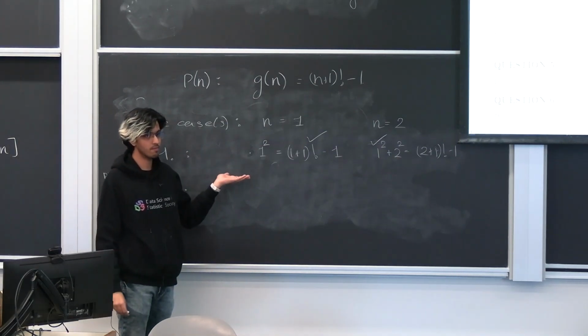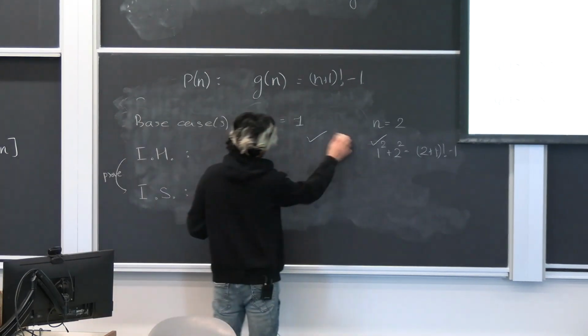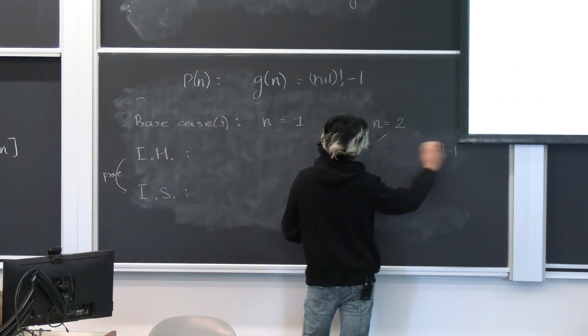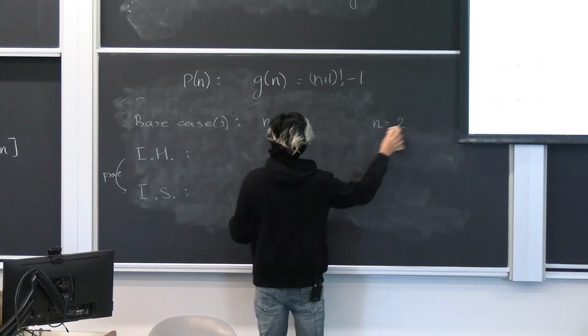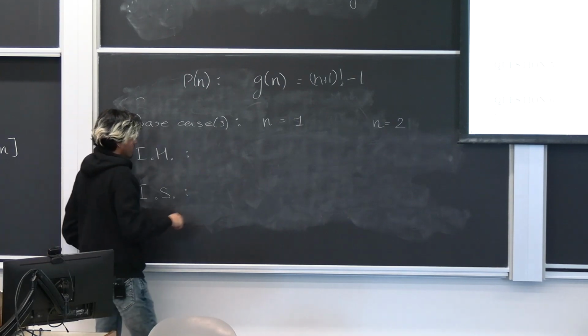Questions about this base case? No, you just plug and play. You'd find all possible sets in Q, and you do the summation, and you'd show that they are indeed equal to n plus 1 factorial minus 1. So now, what's the induction hypothesis?